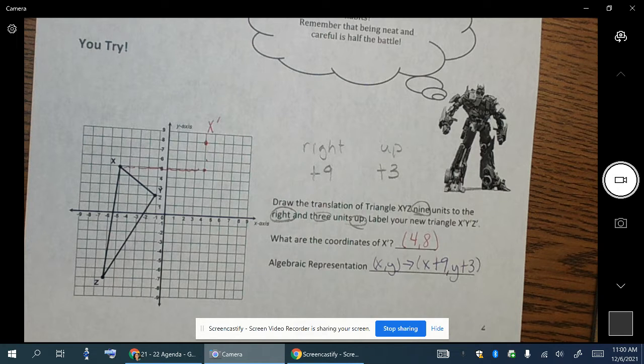All right. That next page is I'm going to show you how to do it when you do not have a picture. Okay? You don't want to draw the picture every single time. So I'm going to show you how to use that algebra so that you don't have to draw the picture. Okay? So it says example 3, translations by ordered pairs.